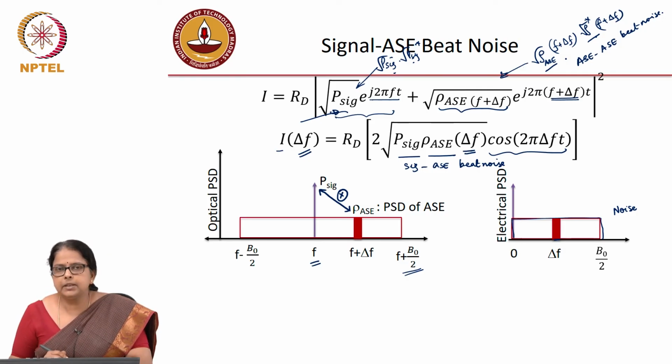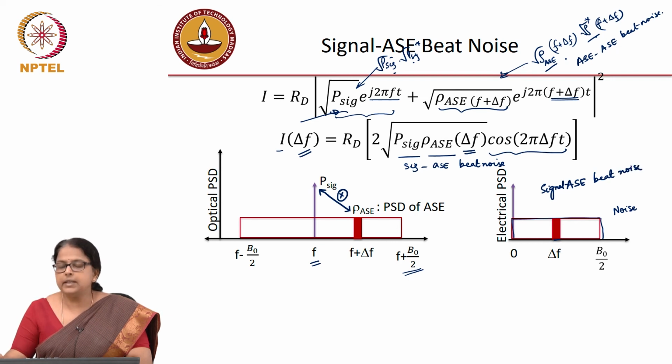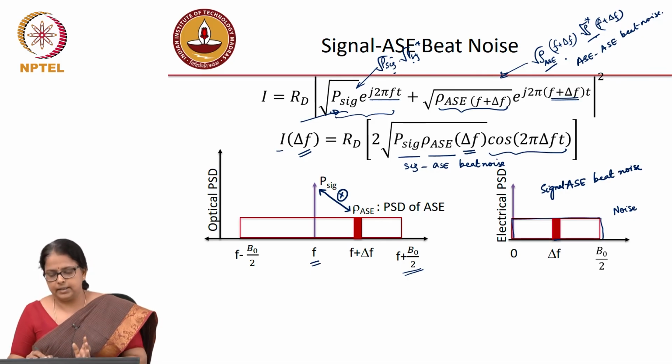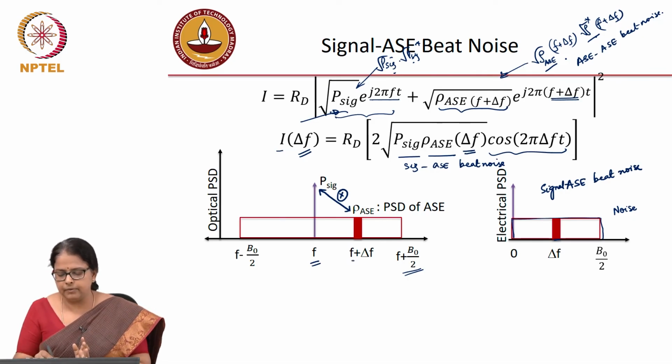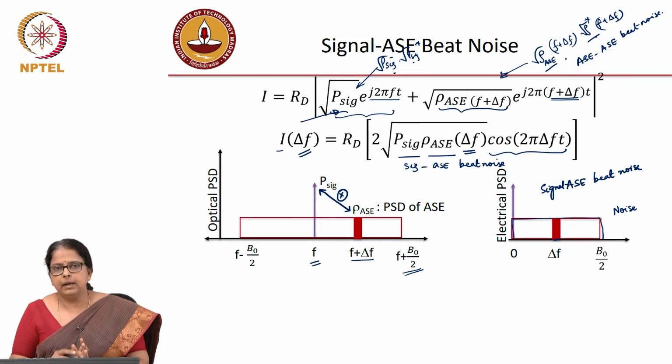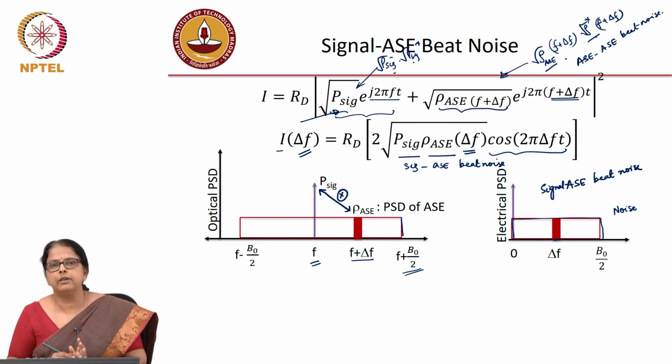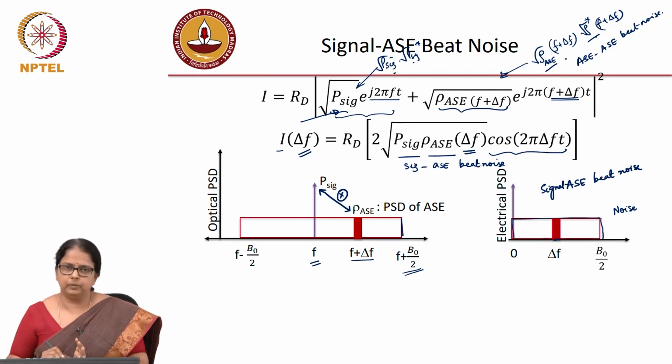So, the electrical power spectral density I am showing you is that of the noise because of signal-ASE beat noise, and it will extend all the way up to B naught by 2. In my earlier calculation I took a frequency F plus delta F, but I could potentially have ASE all the way up to frequency F plus B naught by 2, which means that in the electrical spectrum I can have noise up to B naught by 2.